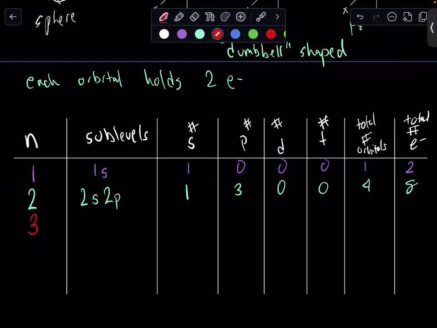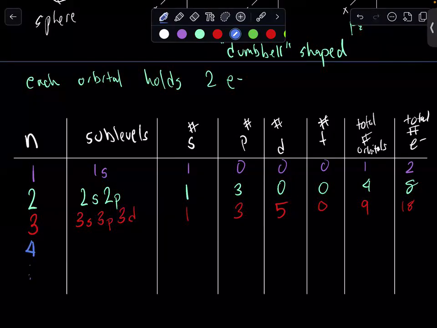In the third energy level, we have our, whoops, not 2s, we have our 3s, our 3p, and our 3d. So over here we still have 1 s orbital, we still have 3 p orbitals, but it turns out there are 5 d orbitals. Not three, not one, but five distinct d orbitals, which brings us to a total of nine orbitals, holding a total of 18 electrons. And lastly, we have our fourth energy level.